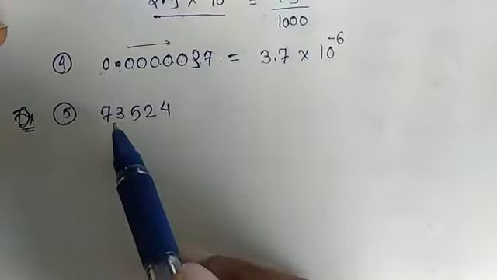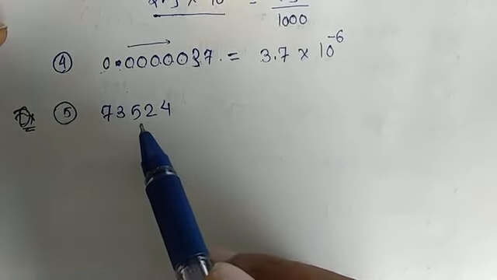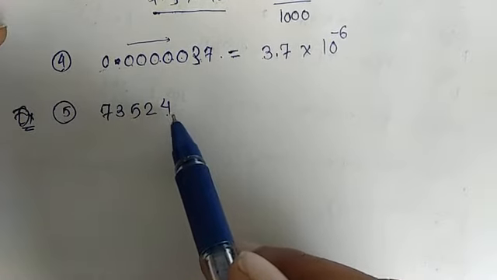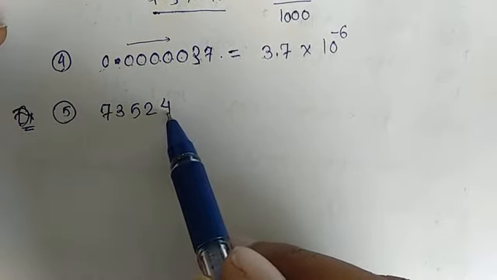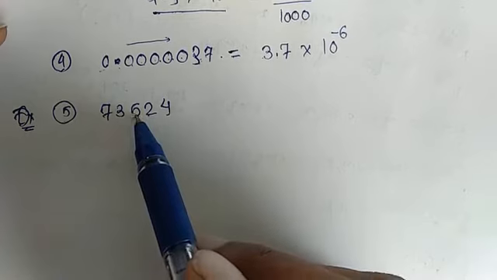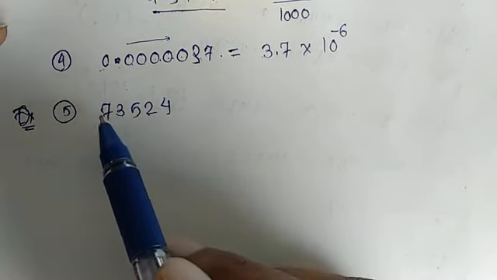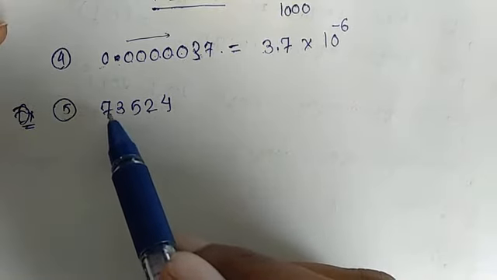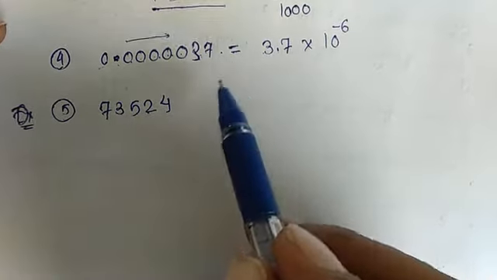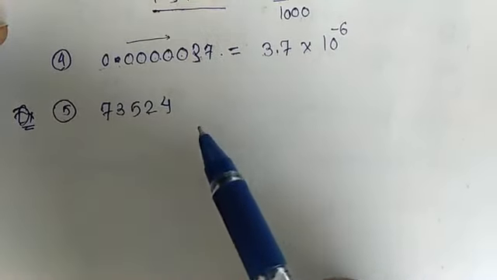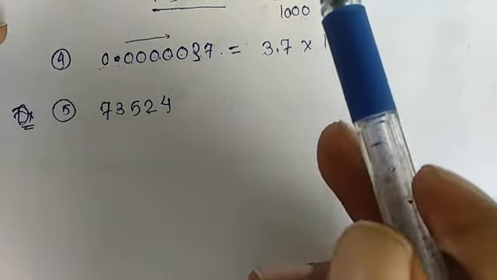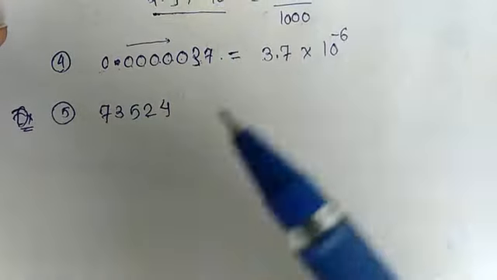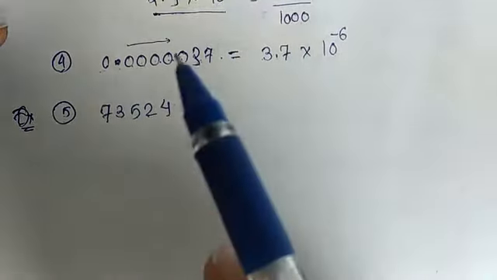Now if we are given an example, 73524. After that there is no term, so the unit place is 4, the 10s place is 2, the 100s place is 5, the 1000s place is 3 and the 10,000s place is 7. For this example we have to write it in standard form, m times 10 raised to p, and here the value of m should lie between 1 and 10.